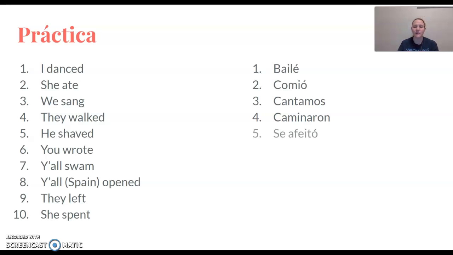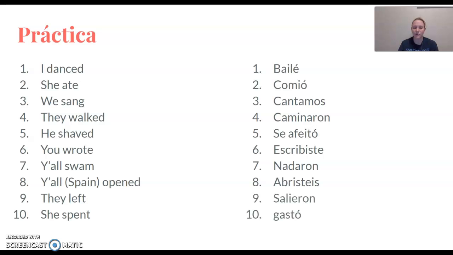Number 5, él se afeitó. Make sure you have your se, because he shaved himself. Number 6, escribiste. Number 7, nadaron. Number 8, abristeis. Number 9, salieron, and ella gastó.